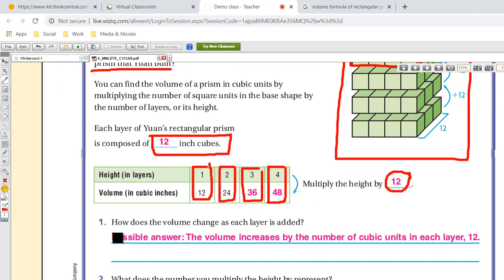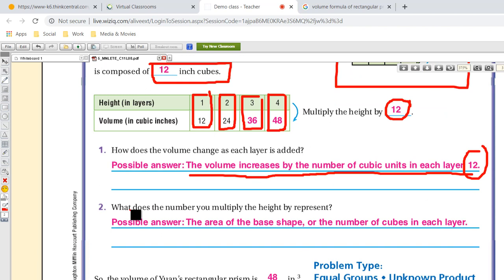Okay, so we have some questions here. How does the volume change as each layer is added? The volume increases by the number of cubic units in each layer, which is 12. So every time we add 12 to get the total number of unit cubes in the whole rectangular prism.